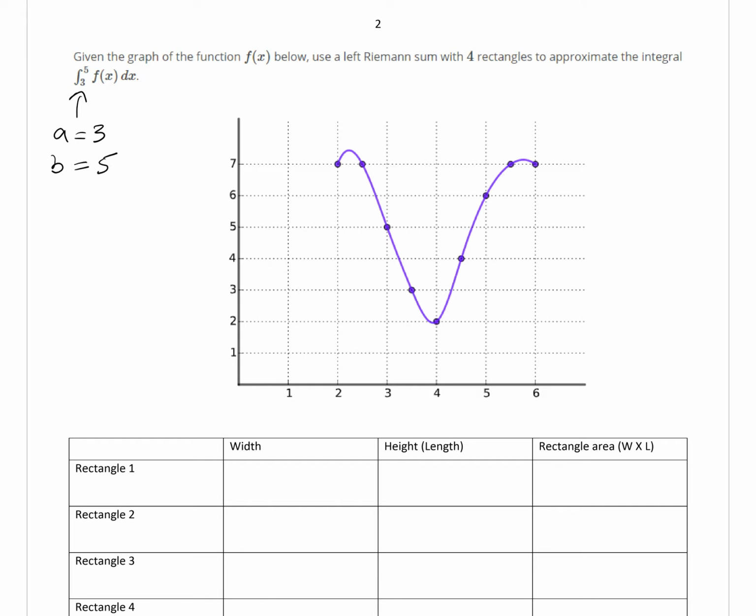Let me use a blue and mark those here. So we're going from 3 to 5, the integral from 3 to 5 of this function. Then the next thing to look at is how many rectangles is stated for the Riemann sum: 4 rectangles. Then you look at your interval from 3 to 5 in this case and figure out how to break that up into that many equal parts. So it would be like this: 1, 2, 3, 4 parts.